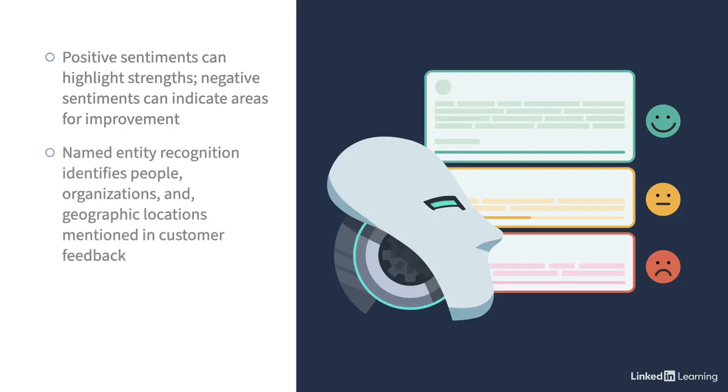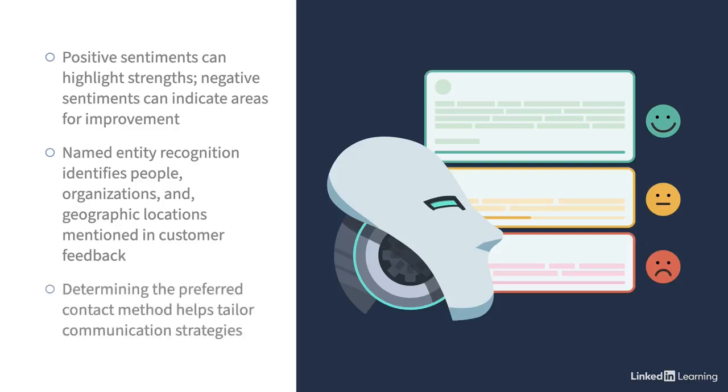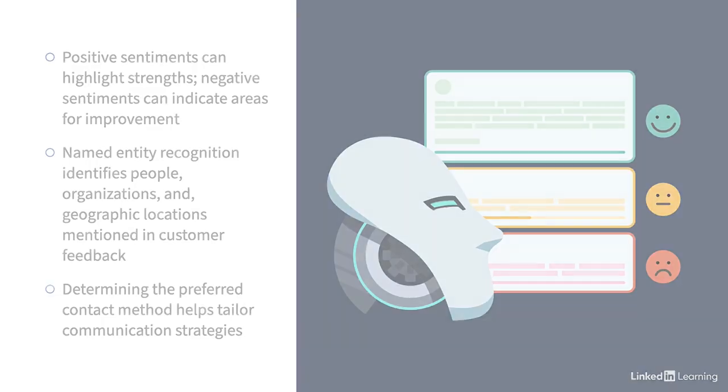Getting geographic-specific feedback can help you identify geographic locations mentioned in customer feedback. This information can be valuable for understanding location-specific uses, preferences, or trends. It can be particularly useful for businesses with a diverse customer base. Knowing the preferred contact method, chat or email, based on customer preferences helps you tailor your communication strategies and can inform decisions on how to reach out to customers effectively and provide support.